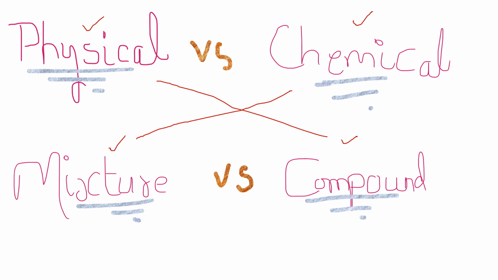But wait, whether they have a direct relation, whether a physical change creates a mixture and a chemical change creates a compound, that depends. To understand the concept of all these four terms, we first have to look at two examples, and after that you'll be able to directly relate or cross-relate these terms. So let's get started.